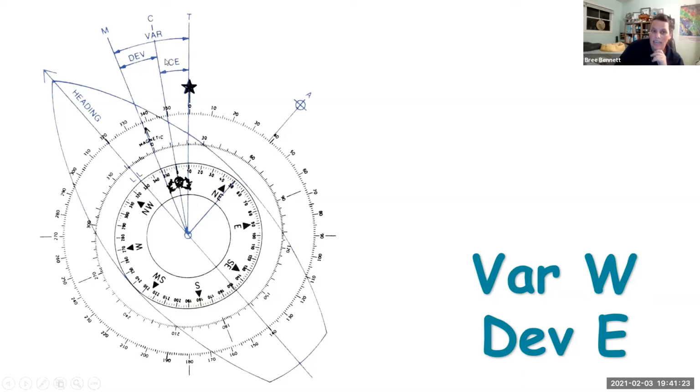And then we have our compass error. So again, that compass error is kind of the combination of deviation and variation, or that total difference between true and what our compass is reading. That's going to be our compass error. So our compass error is still to the west, because our variation was so large, our deviation was much smaller.